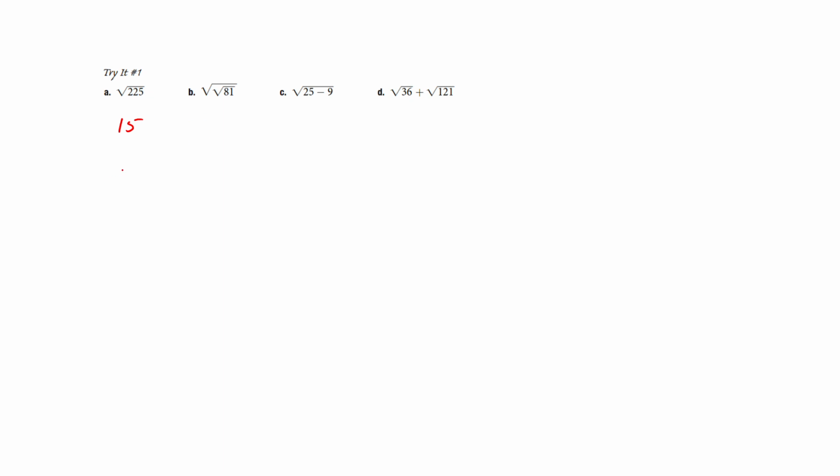Now I have a root inside of a root, so I'm going to do the inside of the house first. Square root of 81 is 9, but it's still inside of a house. So that turns into 3. Again, we're doing principal roots here. Now, I have a subtraction problem inside a grouping symbol, so I have to do that first. Then I take the square root of 16, I get 4. Now I have two grouping symbols with the addition outside, so I've got to do them first. 6 plus 11 equals 17.